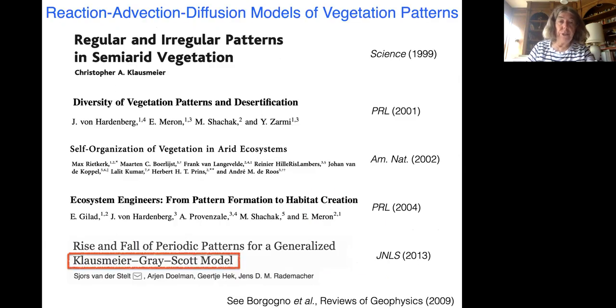I want to just, there's a bunch of models, even more now. This is like an old slide. There's tons of models at this point. But there was some analysis done of this Klausmeier model by some mathematicians. So this is coming from Arjen Doelman's group. And suddenly they call this model the Klausmeier-Gray-Scott model. So I want to show you the Gray-Scott model.